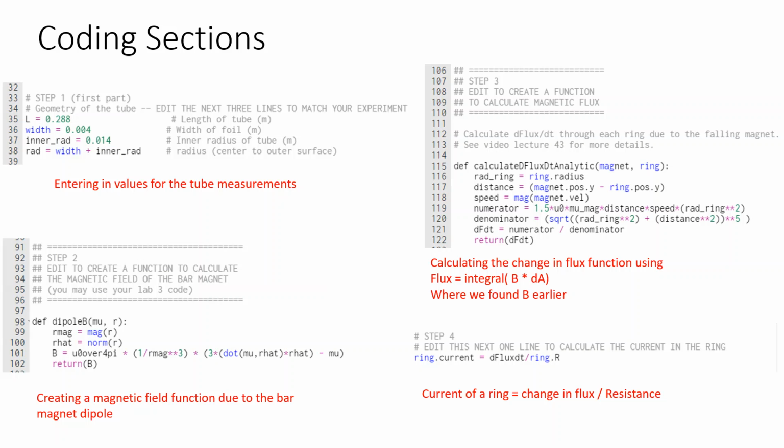So here we have the coding sections we'll go through. So step 1 was just entering those values for the tube measurements. Step 2 is calculating and creating a magnetic field function due to this bar magnet dipole. In step 3, we calculate the change in flux function using flux equals the integral of B dot dA, where we had that B function that we found earlier in step 2. Step 4 is going to be using the current equals change in flux over resistance equation, where we have change in flux from step 3 and resistance of the ring already.